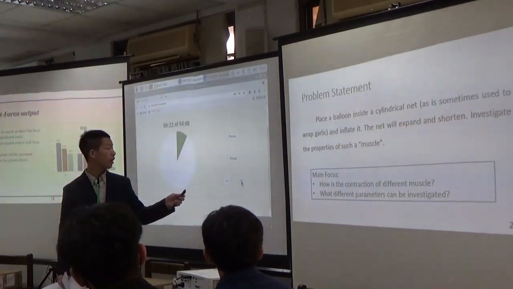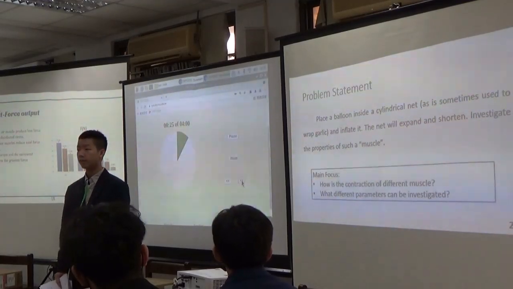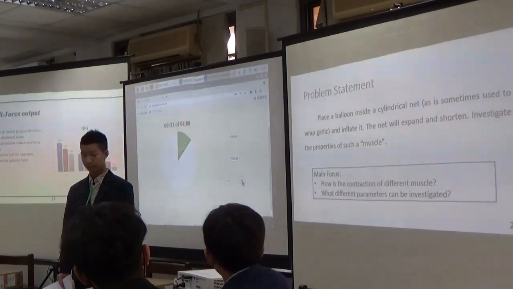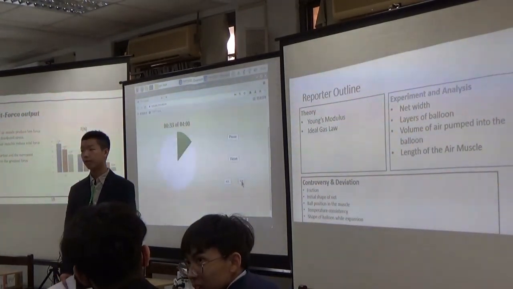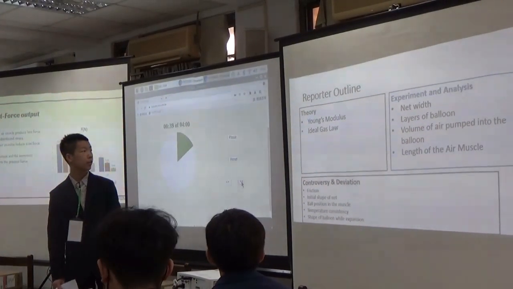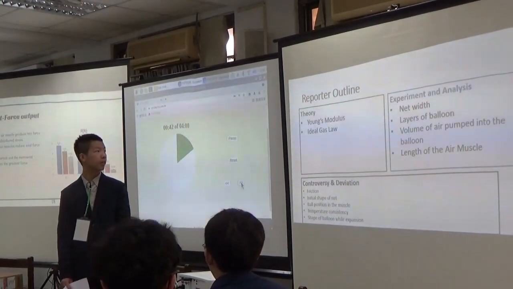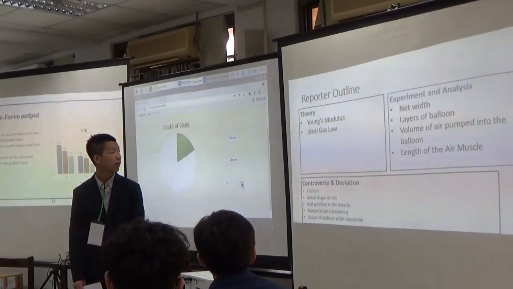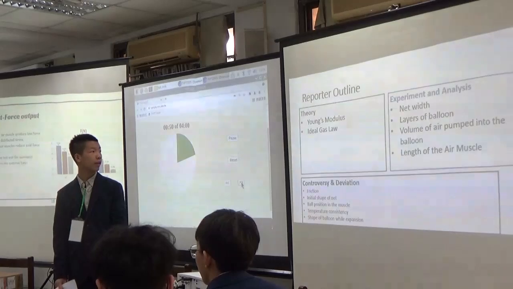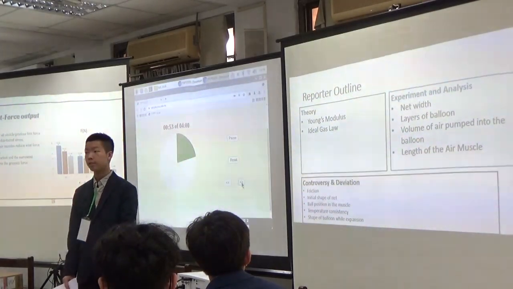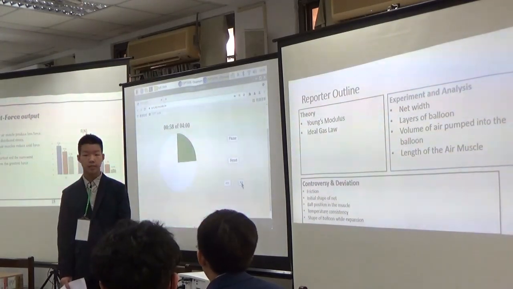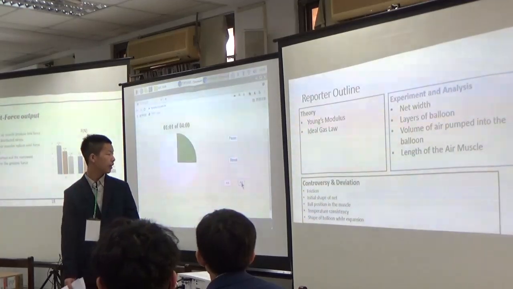Today we will focus on how the contraction of different muscles differs and what different parameters can be investigated in this experiment. This is the outline of the reporter. The reporter used Young's modulus and the ideal gas law to explain the phenomenon, and the experiment she did varied the length of the air muscle, the different layers of balloon, the net width, and the volume of air pumped into the balloon.